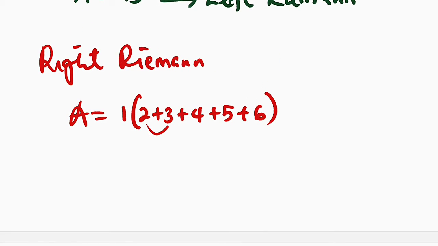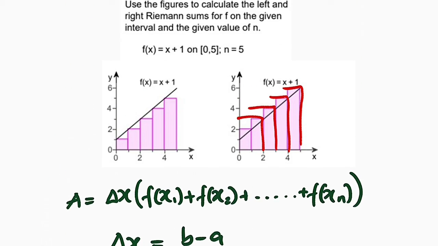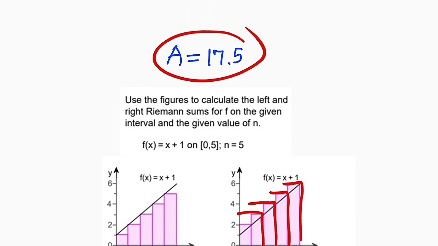So now let us add all of them together. 2 plus 3 is 5, plus this is 9. This is 14. Then this is 20. 20 times 1 is still 20. So you can see that the right Riemann sum is equal to 20 units, which is overestimated because it is greater than the actual area.